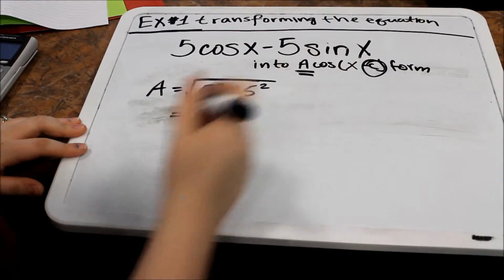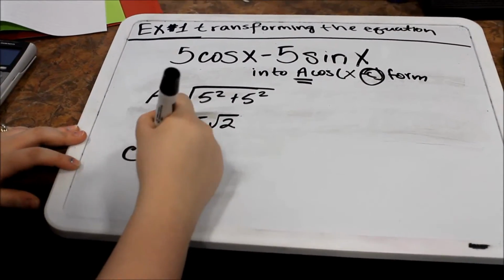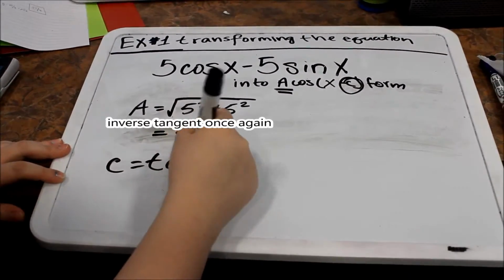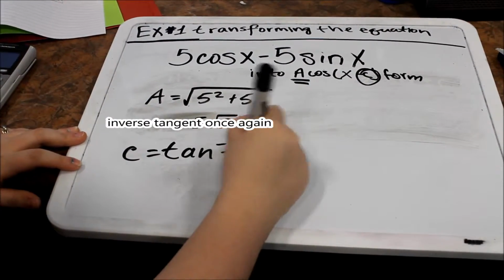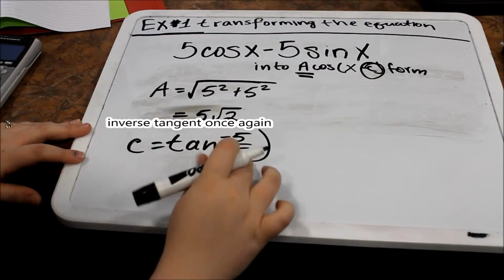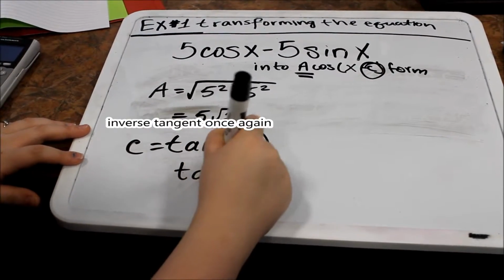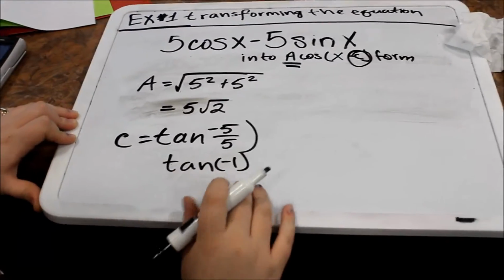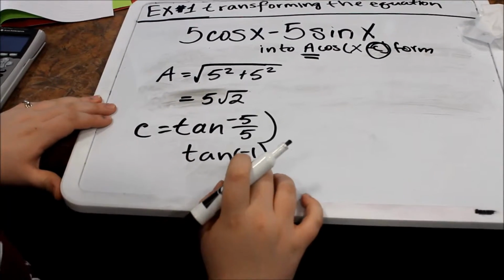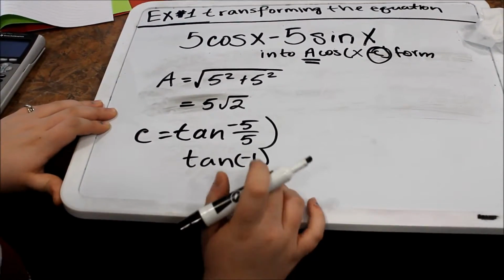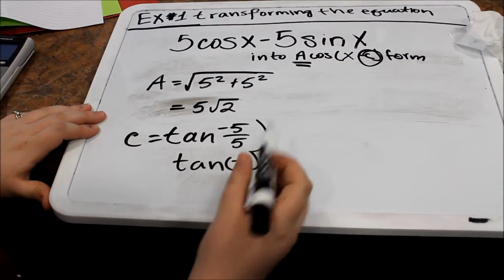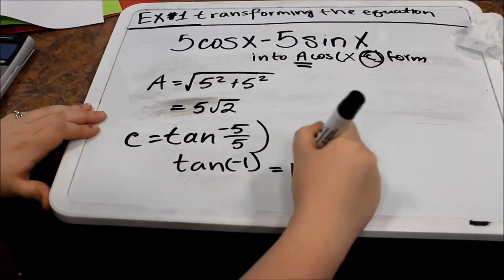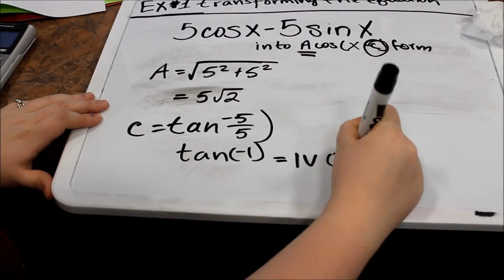Now we have to find the c. To find the c, we would have to do tangent inverse of the sine over the cosine, which in this case ends up being the tangent of negative 1. We know that there's two places where we find tangent of negative 1, but only in one of those places is the sine negative and the cosine positive, which is in quadrant 4.